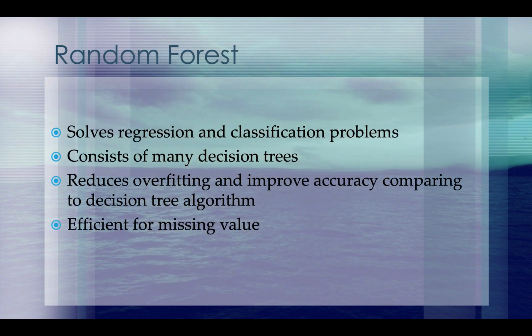And this is the algorithm we preferred, the random forest. It solves regression and classification problems, and it's like what we learned in the previous class, the decision tree, but this one contains many decision trees. It reduces overfitting and improves accuracy compared to the normal decision tree algorithm, and it's very efficient for missing values.